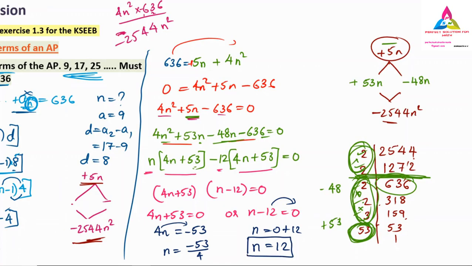So which n value is the correct answer? Whether the first n value is the correct answer or the second n value is the correct answer. So already you know n is equal to 12 is the correct answer. Why is n equal to 12 the correct answer? Why is n equal to minus 53 by 4 not the correct answer? Because n here is a natural number, a positive integer. So remember, minus 53 by 4, the minus sign indicates it is negative, and the next one is a fraction value. 53 divided by 4 is a fraction value, so the n value will not be a fraction or any negative value. So n is equal to 12 is the correct answer.